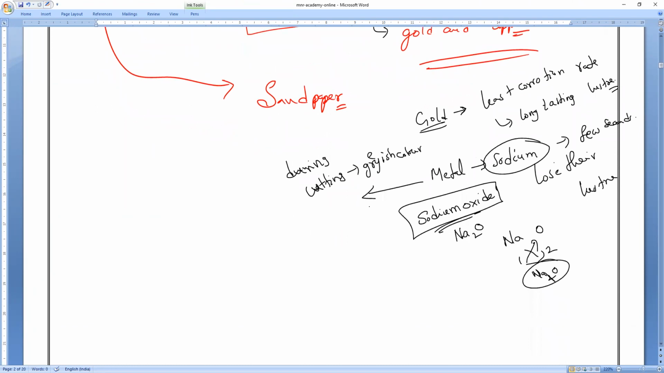So when we cut, what is the color of the sodium? Grayish color. But it will immediately react with oxygen and turn into what color? It will turn white. The sodium oxide color is white, a white coating. So please remember that. So this is the third property: metals are lustrous in nature.